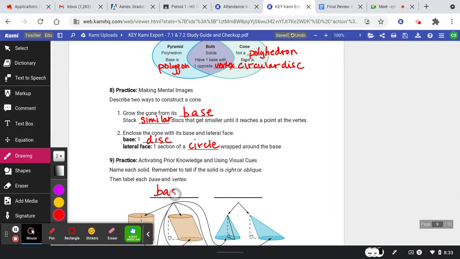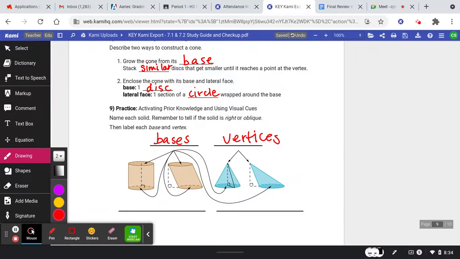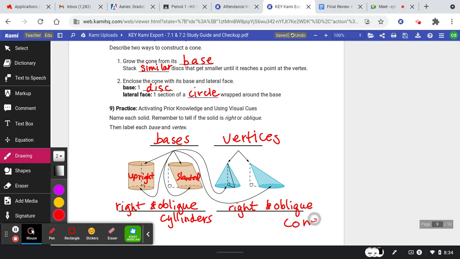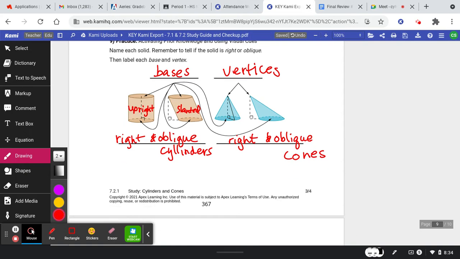So now just go draw yourself some images. Here are some bases. Here are some vertices. Those are the little points at the top. Here are some right and oblique cylinders. Can you see the slanted one? And can you see the upright one? That's the right and the oblique. And then over here you can see the right and the oblique cones. Notice what it looks like standing upright. Notice what it looks like slanted.